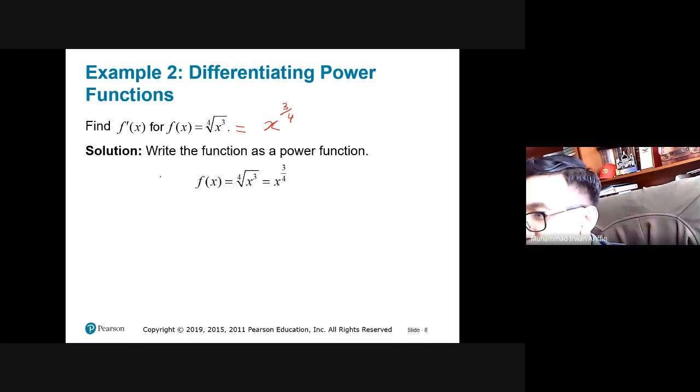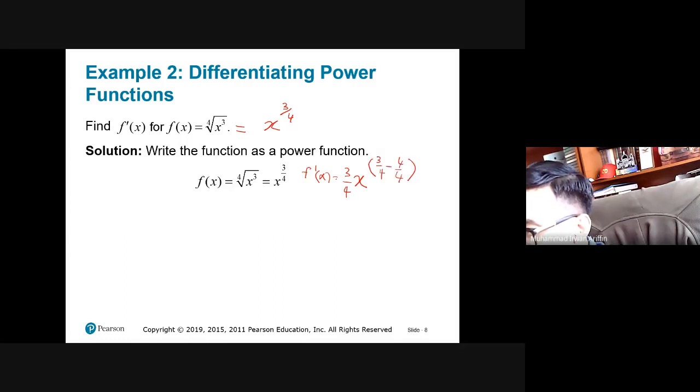So here, how do we find the f prime of x? f prime of x equals, this is to the power of 3 over 4, so we bring 3 over 4 to the front, and then we have x to the power of 3 over 4 minus 1. What is 1? 1 is 4 over 4. We have to subtract 1 because we are applying the power rule. So this becomes 3 over 4 x to the power of negative 1 over 4.